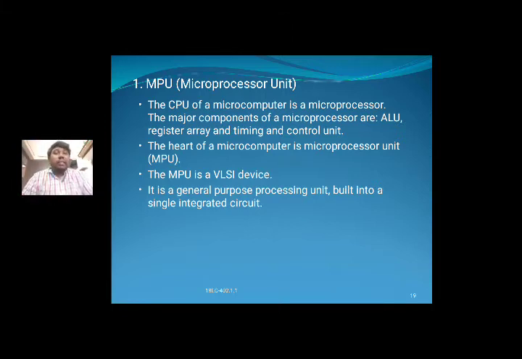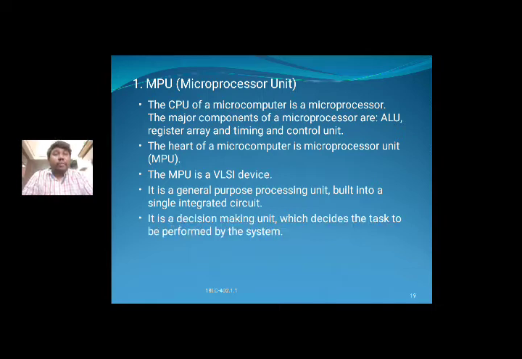The general purpose unit is built in a single integrated circuit, and it is the decision making unit which decides the task to perform by the system. That is, the decision is taken by this particular microprocessor unit only. These are a few important points related to the MPU.